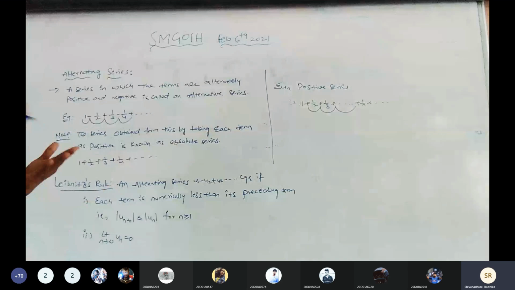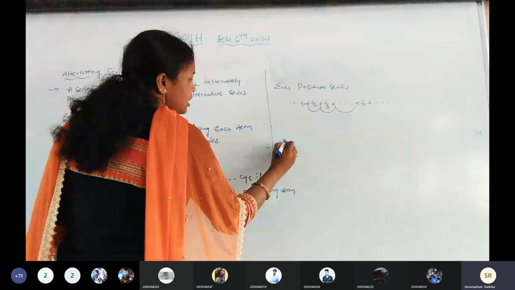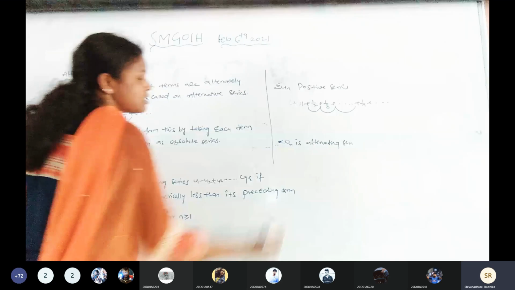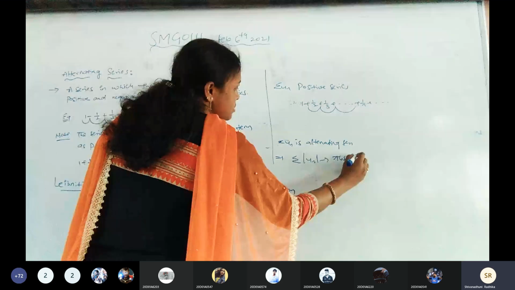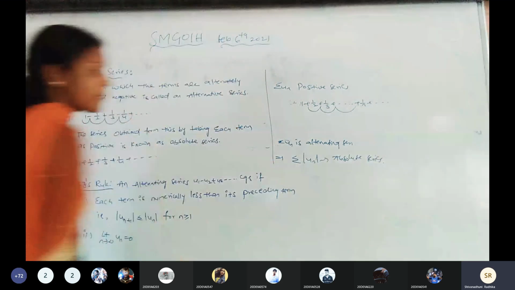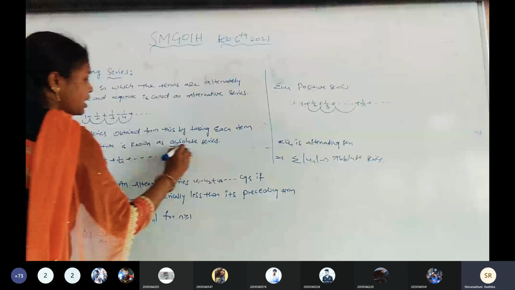When we apply the mod, see here, alternating series, summation Un is the alternating series. Now I am going to apply summation mod Un, which is the absolute series. When we apply the mod to the alternating series, we get the absolute series. Is it clear? Any doubts?